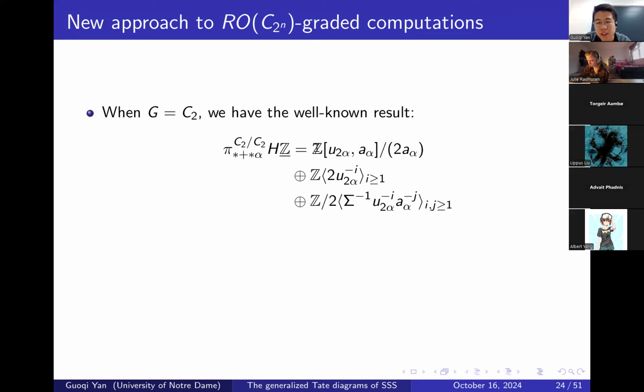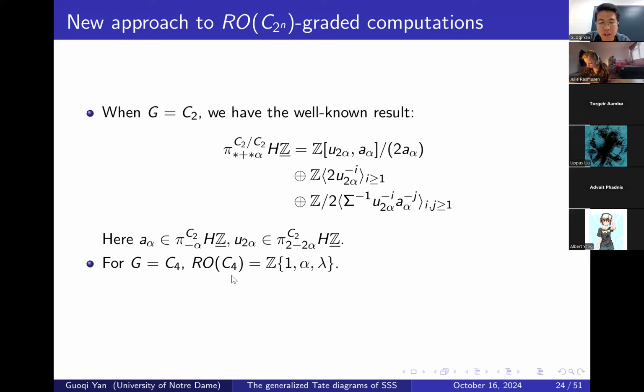We have a nice part, the polynomial part, generated by u, which people call an orientation class, and a, which people call the Euler class. The rest of them is a little bit messy, but not that bad. These are called the negative cones, so they will appear in the negative cone of the slice spectral sequence. Here are just the corresponding degrees of the elements.